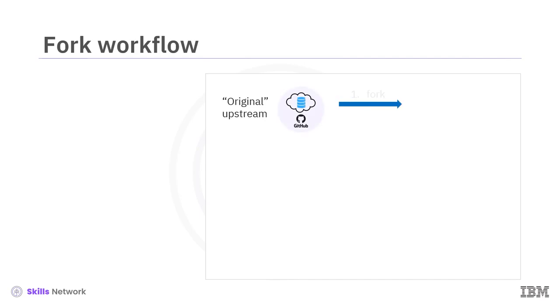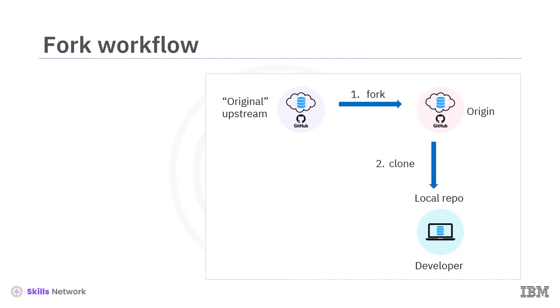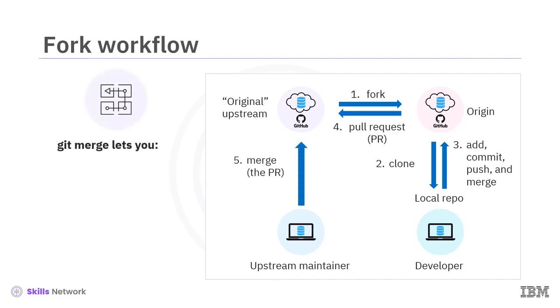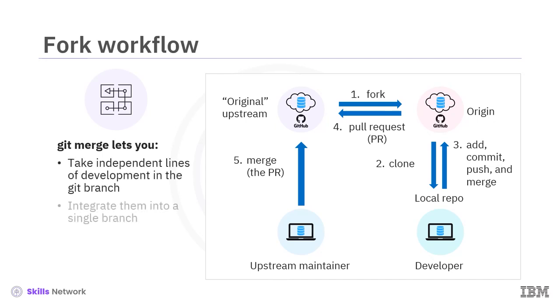Let us revisit the forking workflow. First, you create a fork of an upstream project, which then becomes the origin. The developer can create clones on the local machines, make changes, and then use git push to push the updated main branch back to the origin by creating pull requests. The upstream project maintainers review the changes and then merge if there are no conflicts. One thing to note about the git merge command is that it lets you take independent lines of development in git branches and integrate them into a single branch.